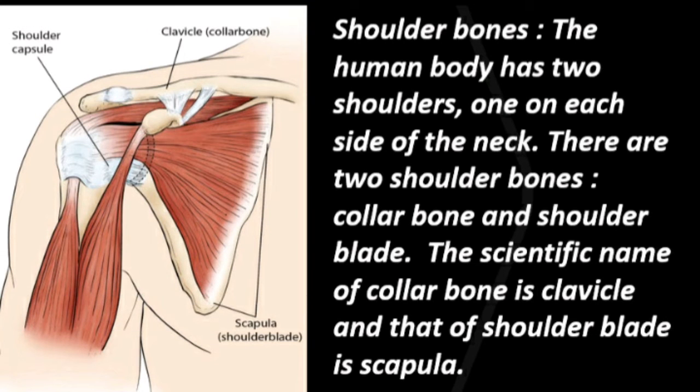Now we will understand the shoulder bones. The human body has 2 shoulders, one on each side of the neck.